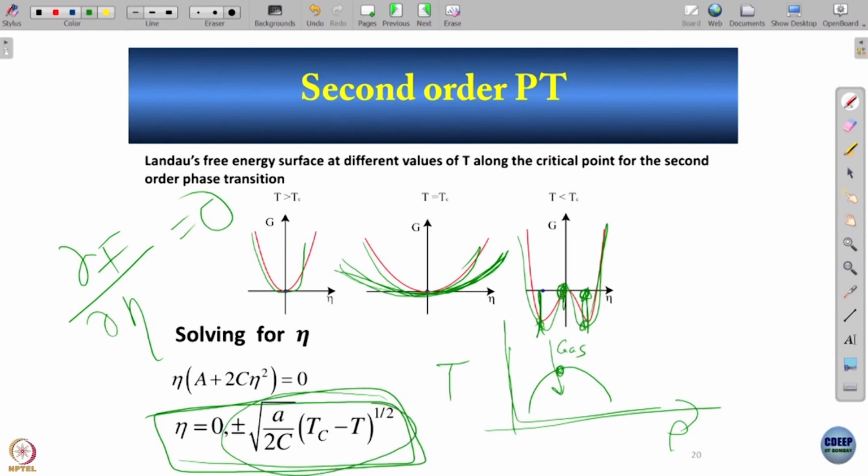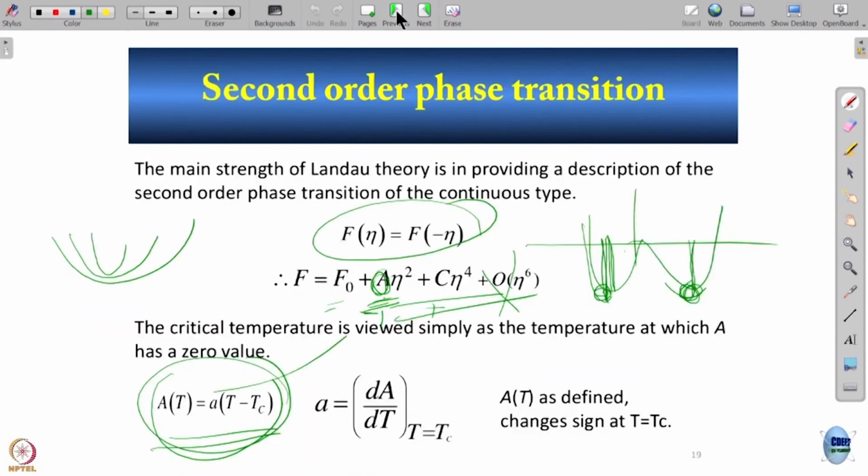However, the beauty is that this order parameter, the value from here to here, where the minima are, scales in a funny way, as Tc minus T to the power half. This is called the critical exponent, or Landau exponent, or mean field exponent. Something more needs to be done. So, this is Landau theory of critical phenomena.